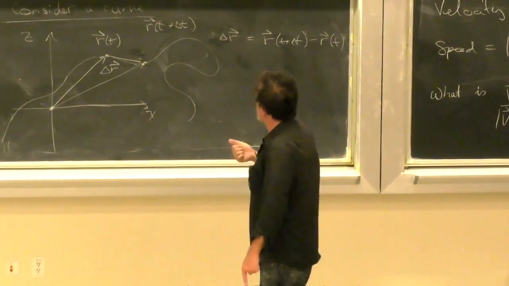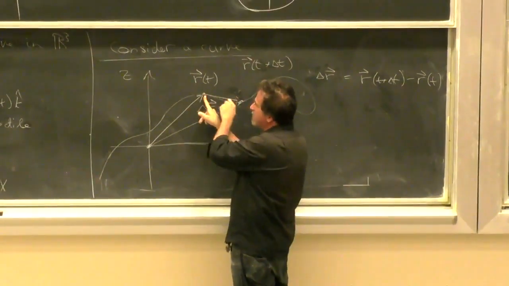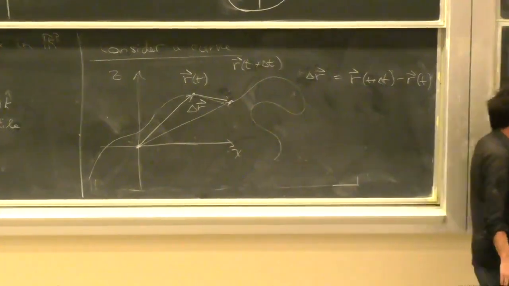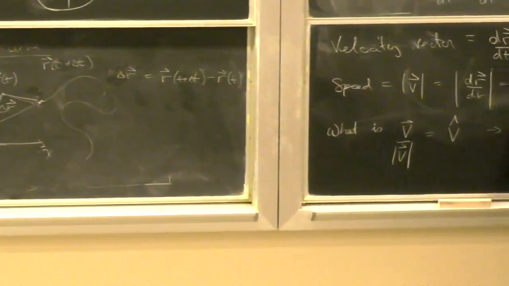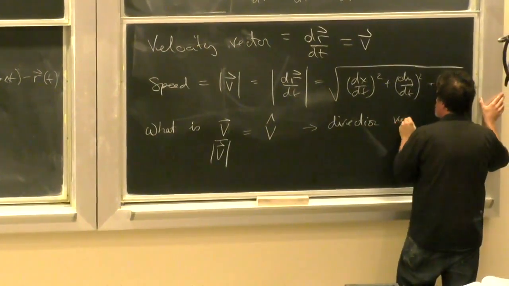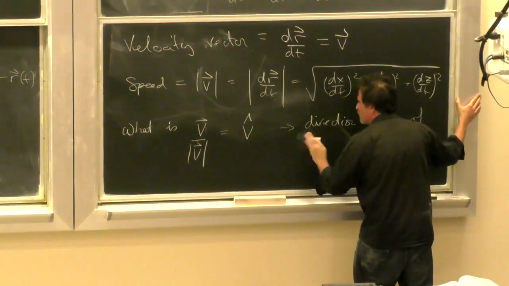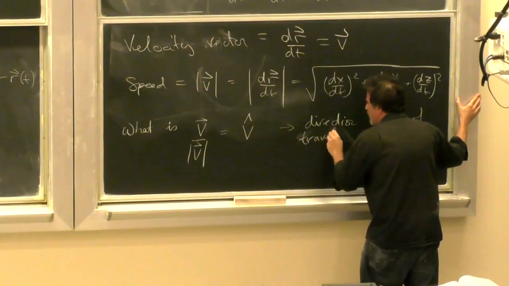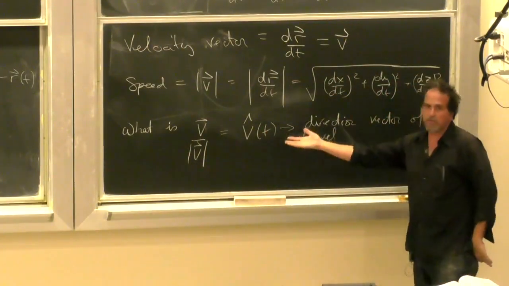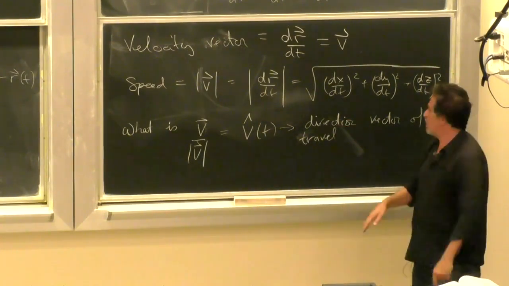And what is it? Well, it is the vector whose direction arises in the limit as this one gets smaller and smaller. This is the direction vector of travel. And it's a function of time, notice. All of these are functions of time. This direction must be a function of time. It's called the unit tangent.